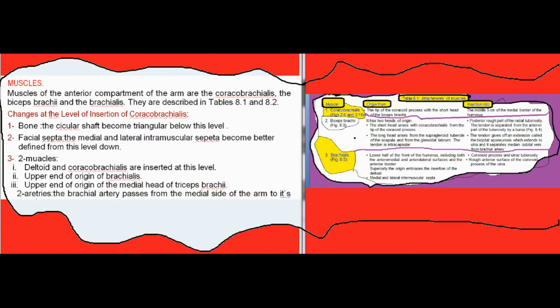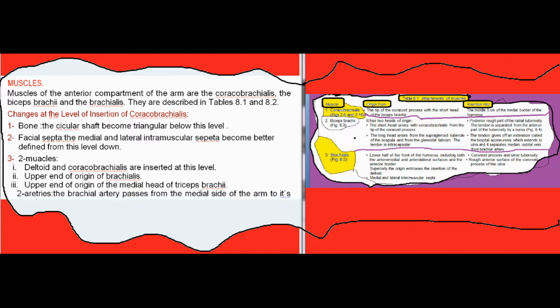Changes at the level of insertion of coracobrachialis: 1. Bone: the humeral shaft becomes triangular below this level. 2. Fascial septa: the medial and lateral intramuscular septa become better defined from this level down. 3. Muscles: deltoid and coracobrachialis are inserted at this level. Upper end of origin of brachialis. Upper end of origin of the medial head of triceps brachii.